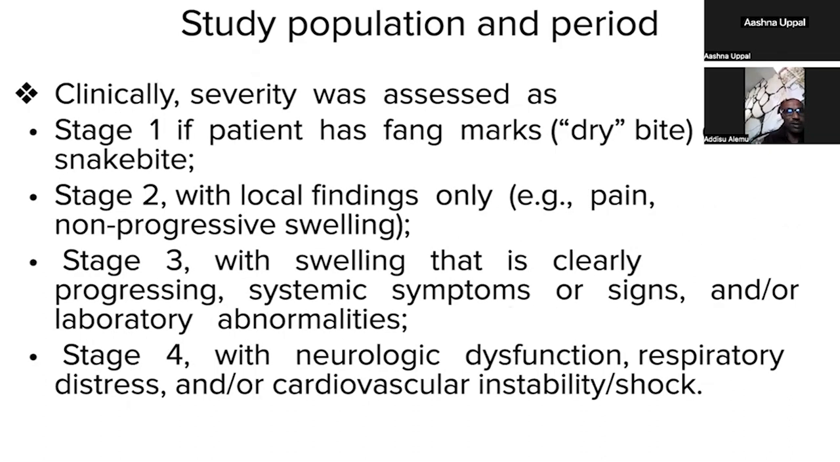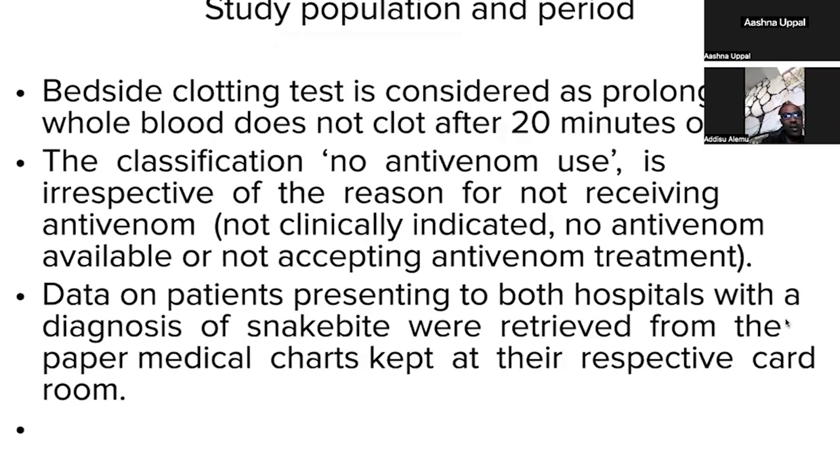Next slide, please. Clinical severity was assessed by four stages. Stage one, the patient has fang marks, that means a dry bite. Stage two, with local findings only, pain, non-progressive swelling. Stage three, with swelling that is clearly progressing, systemic symptoms or signs, and laboratory abnormalities. Stage four, with neurologic dysfunction and respiratory distress or cardiovascular instability or shock. Severity was assessed by the above mentioned four stages.